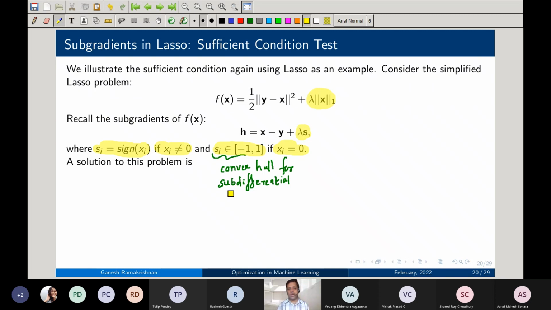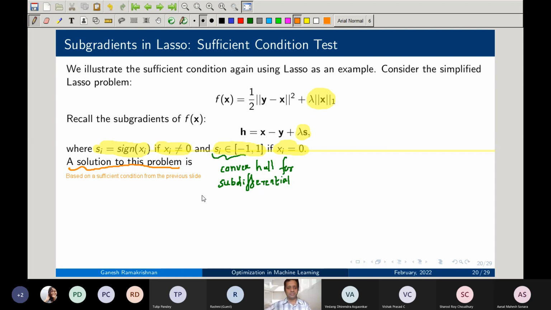We are going to make use of what we derived in the previous slide, which is a sufficient condition. When I say solution to this problem, it's based on the sufficient condition of the previous slide. We want to apply it and get hold of a kind of solution. What exactly is happening?